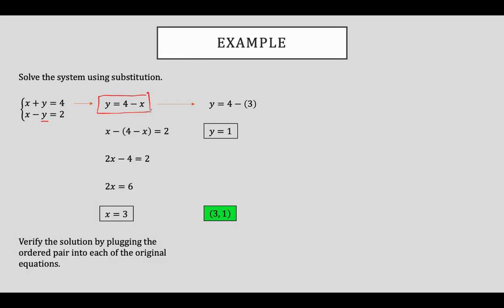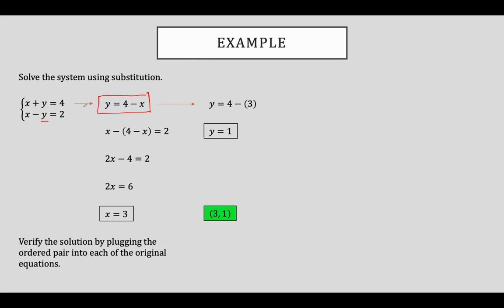We can check our answer by plugging the ordered pair into each of the original equations. So if I plug in 3 for x and 1 for y, 3 plus 1 equals 4. Checks out. 3 minus 1 is equal to 2. That also gives me a true statement. If it makes both of those equations true, then that is your solution.